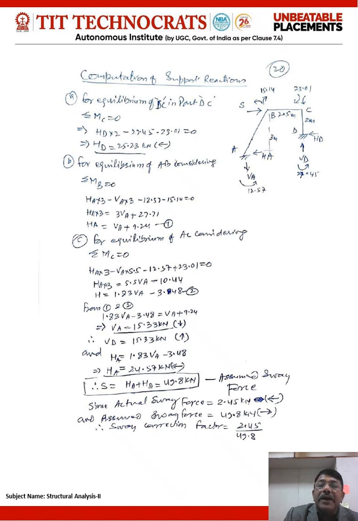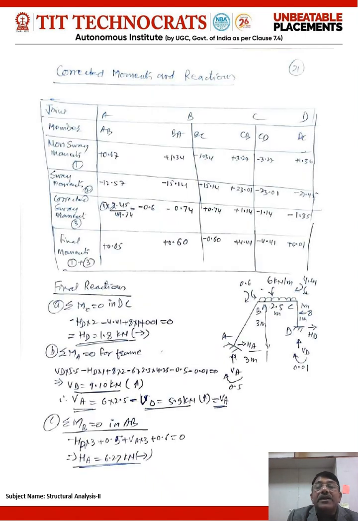Again, part DC, part AB and part AC are to be considered differently, framing two equations in which the two unknowns VA and HA may be there. Solving further, you are able to find out the value of the sway force S. So this is the assumed sway force S, and the initial sway force you have already computed in the case of the non-sway analysis. The ratio of the two gives you the value of the sway correction factor, which is to be used for correction of the moments.